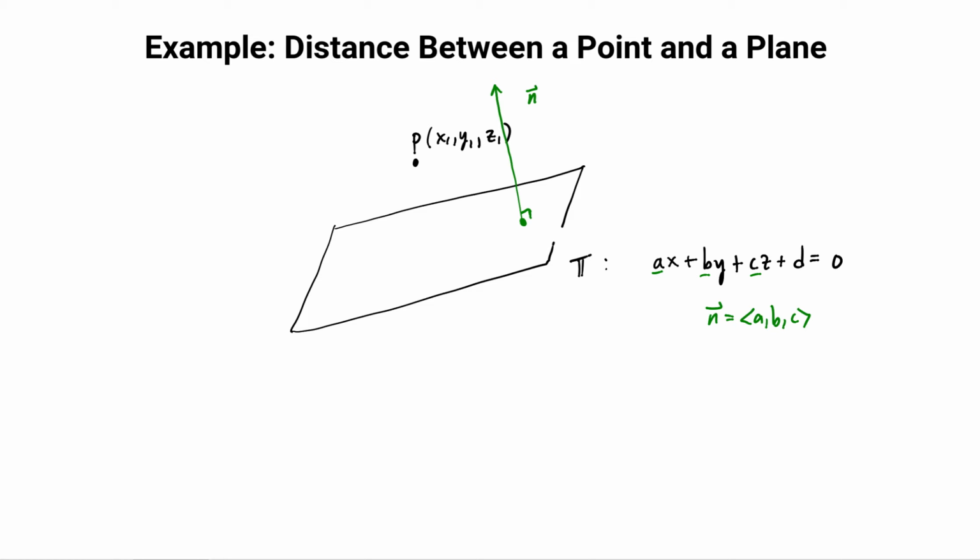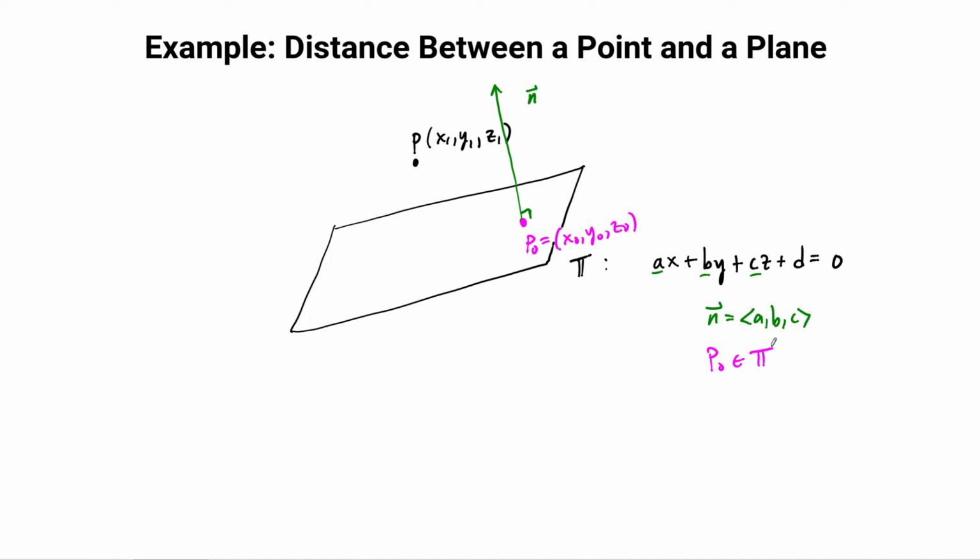I'm going to call this point down here P naught, and it's going to have coordinates x naught, y naught, z naught. This is just any point in the plane. So this point P naught is in our plane pi.